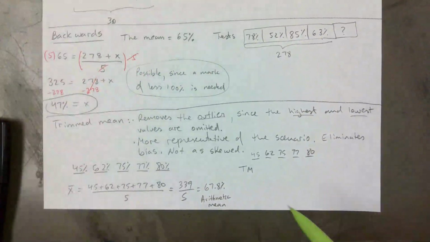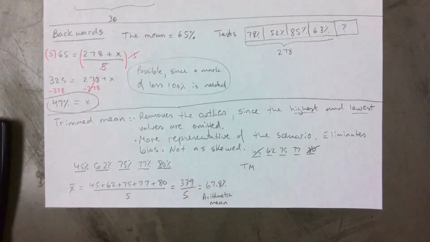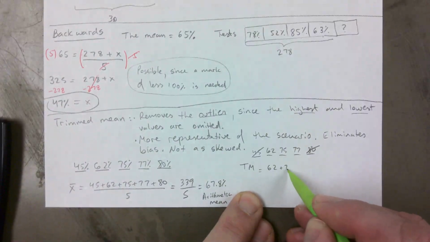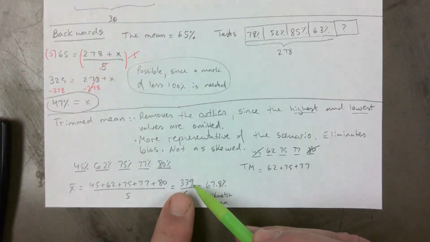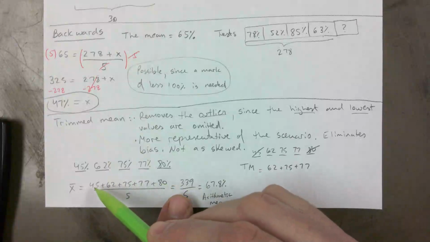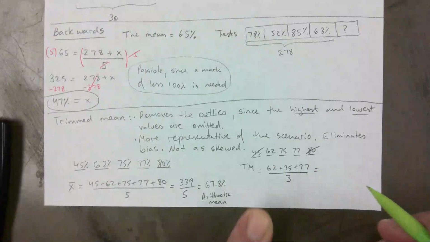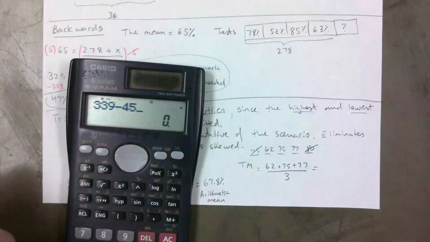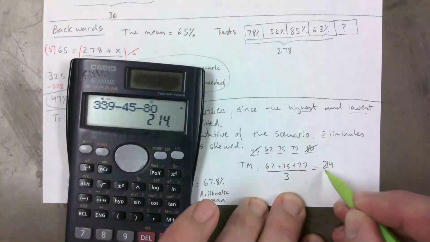But for the trim, we would just get the lowest, so it may or may not be arranged. You get rid of the highest and the lowest. So the trimmed mean is just 62 plus 75 plus 77. Or you take the 339, subtract the 80, subtract the 45. But what you need to remember is that it's now divided by 3. So in fact, I'm going to do that. I'm going to go 339 minus 45 minus 80. That's 214 over 3.